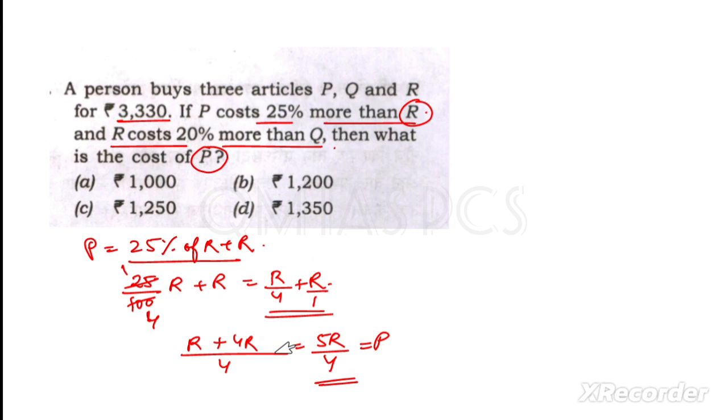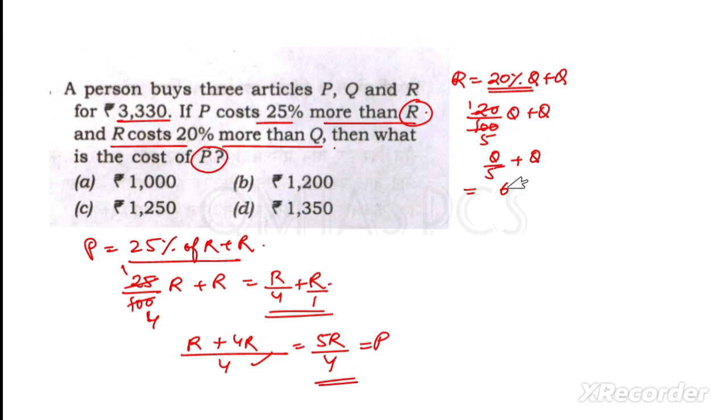That I have solved here. P cost is 25% more than r. So next, r cost is 20% more than q. So r is equal to 20% of q plus q. We can write 20% as 20 by 100 of q plus q. This will be q by 5 plus q, so it is 6q by 5.